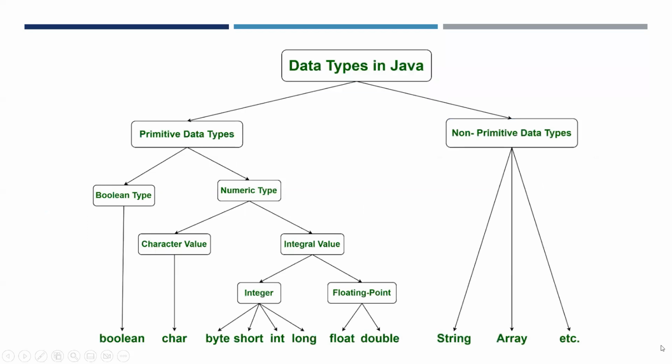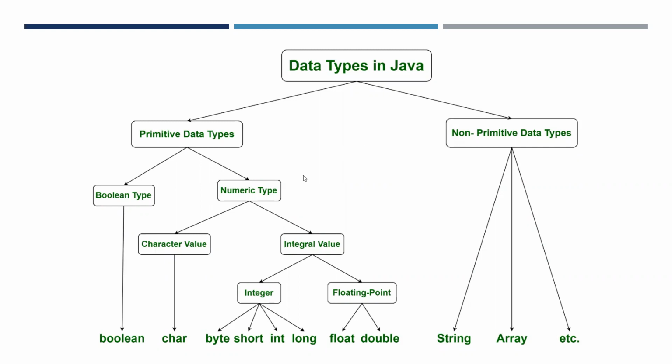Just take a look at this diagram. We have two types of data types: the primitive data type and the non-primitive data type. Within the primitive, if you want a boolean, it means either true or false. It will hold only true or false, nothing else. So the keyword is boolean. That's it.